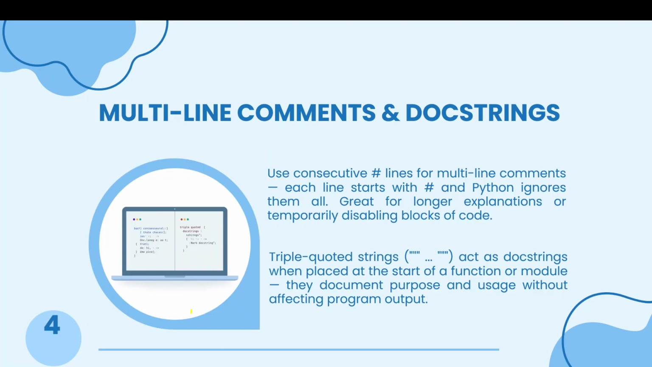Now we are going to move forward to multi-line comments, or you can say docstrings. So what are multi-line comments, and why do we use multi-line comments in Python? As you can see, use consecutive hash lines for multiple line comments. Each line starts with a hash and Python ignores them all. Great for longer explanations or temporarily disabling blocks of code.